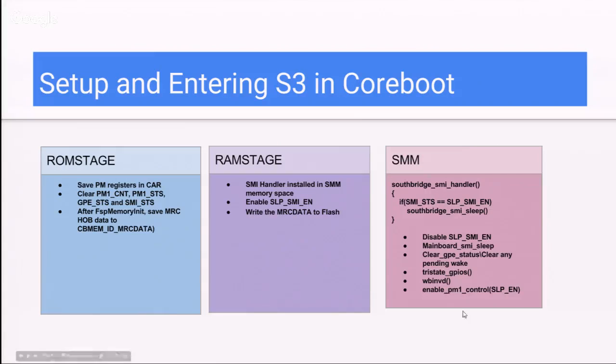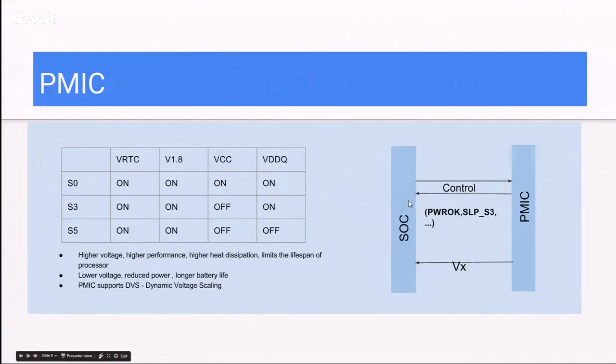from sleep. And so one other thing we did is, when you are in sleep, we don't want any power leakage. So we put GPIOs in tri-state, and then this is the invalidate, write back invalidate cache. And finally, we set sleep enable, which puts the SOC into S3. So at this point, the SOC actually asserts a sleep S3 signal.